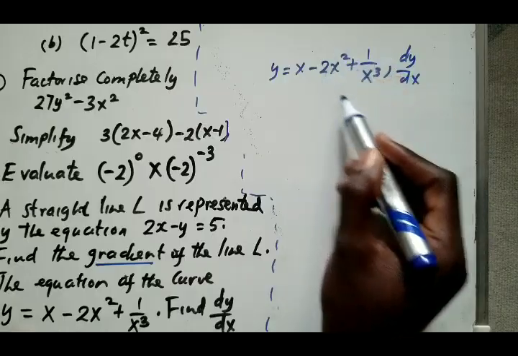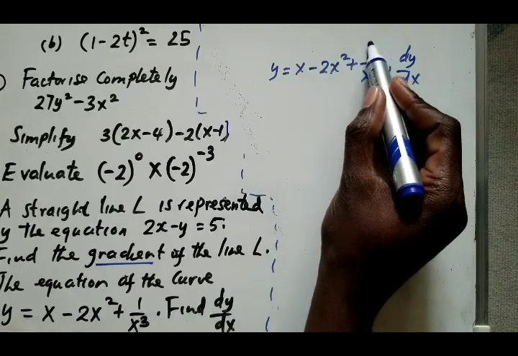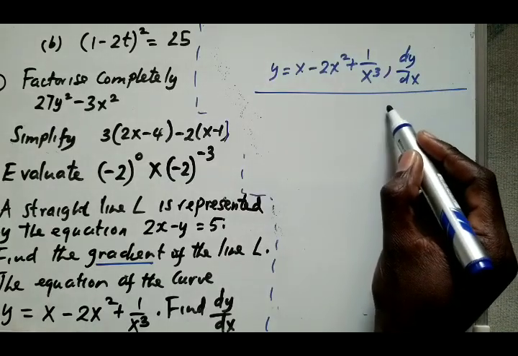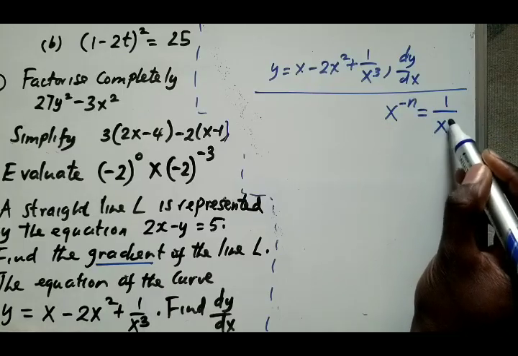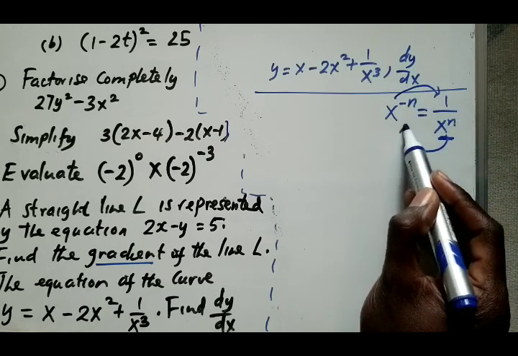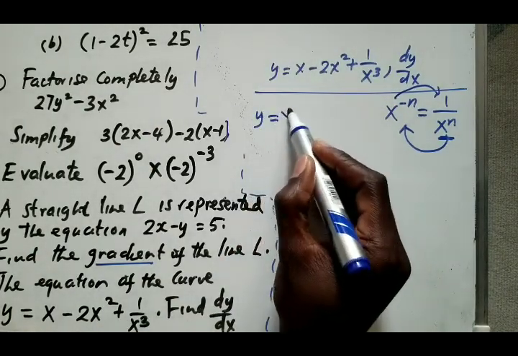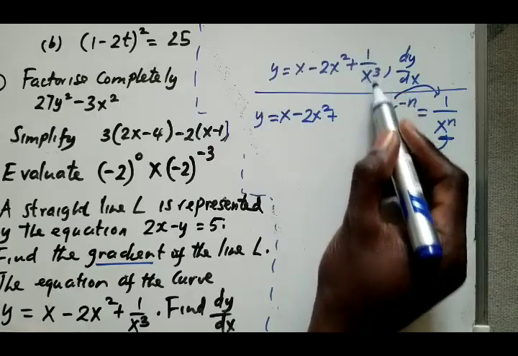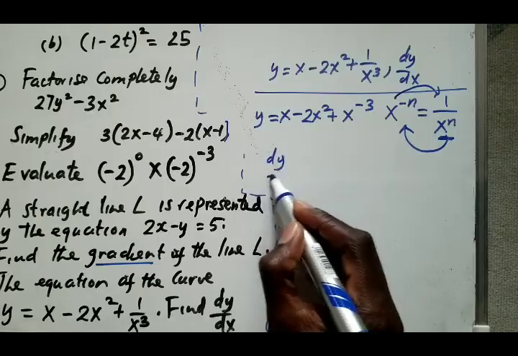Now before we can find dy over dx, the gradient, so to say the derivative with respect to x, you first of all need to drop this one. Now remember, according to the laws of indices, if you have got x raised to the power negative n, this can be written, that negative will become 1 over x raised to the positive index. So if you can go in that direction, it means if I have this, I can bring it back like this, and that's what we are going to do also here. So we are going to say, before we find dy over dx, it will be x minus 2x squared plus that one, I'll drop it down, it will become x to the power negative 3. So once you drop it like this, now you can find your dy over dx.